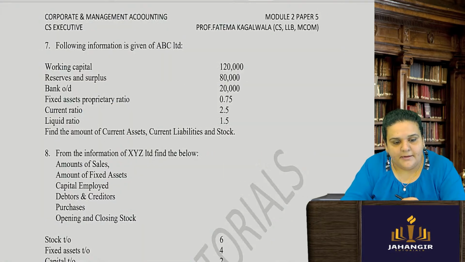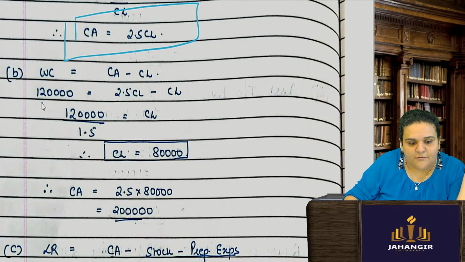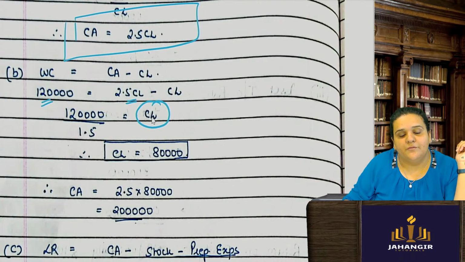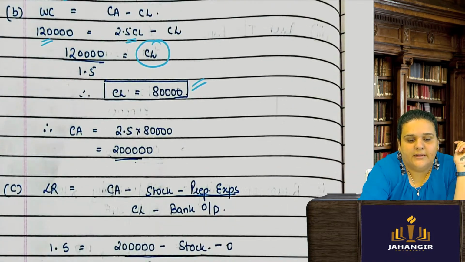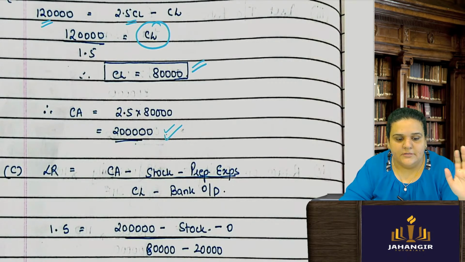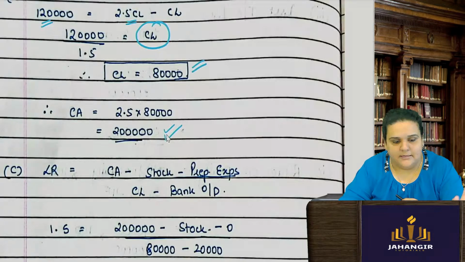I know my working capital. They have provided me also with my working capital. What is working capital? Current assets minus current liabilities. I know my amount of working capital. I have to just replace my current assets: 2.5 current liabilities minus current liabilities. I will get one unknown variable. Current liabilities is 80,000. Therefore, with the help of that, my current assets will be 2.5 of 80,000, which is 2 lakhs. Right. So I have found my current liabilities. I have also found my current assets. Okay. Current assets, current liabilities is done.